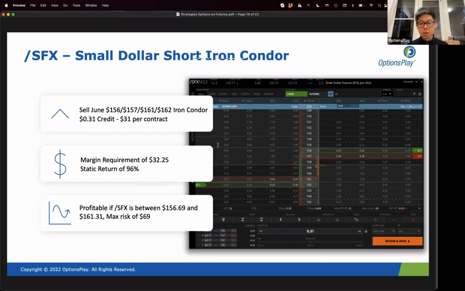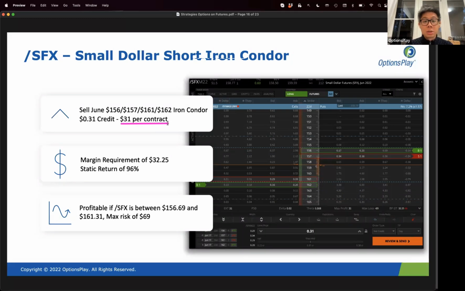So here, what I'm still going to do is I'm going to sell the 157, 160 strangle, but then I'm going to buy the 156 and buy the 162 calls and puts against it. And that's going to offset the overall risk. And what this does is it greatly decreases the amount of premium that I collect down to just 31 cents or $31 a contract. But it also significantly reduces the margin requirement on this particular trade because now I have limited risk. And now my margin requirement is only $32.